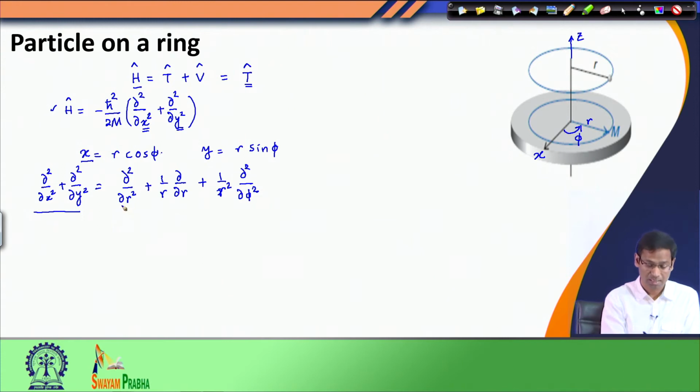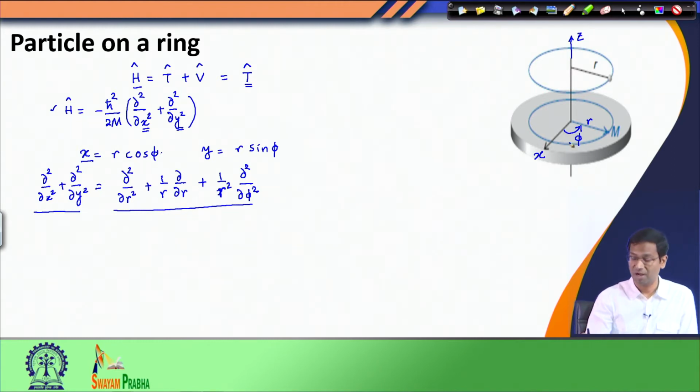appearing in the Hamiltonian can be shown as a combination of these 3 terms, where I see that is second derivative with respect to r, first derivative with respect to r, and second derivative with respect to phi. These r and phi are the 2 coordinates that I have in my system.